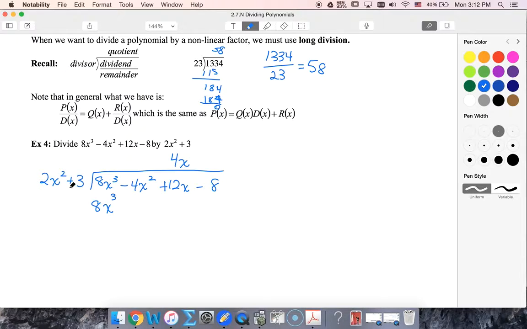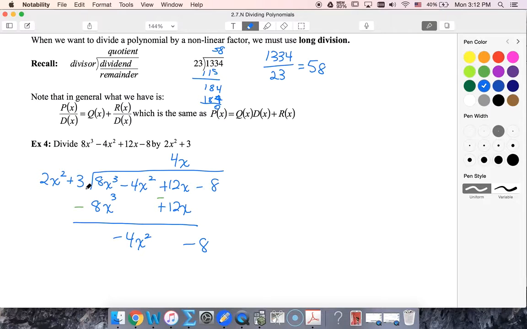4x times 3 is going to give me plus 12x. So I'm going to line up my like terms, and then I'm going to subtract. I tend to think, draw the line, change the sign to help me think about subtraction. So 8x cubed minus 8x cubed cancels. I always want that to happen. 4x squared, there's 0 here, so that's going to be minus 4x squared. I'm taking this minus 0. 12 minus 12 is 0. I'm going to bring down that minus 8.